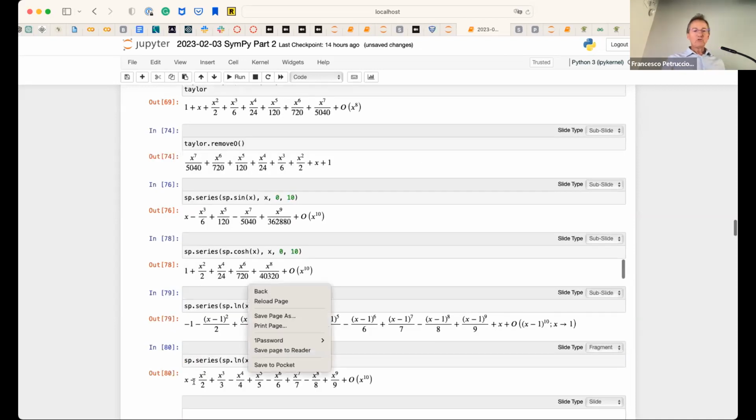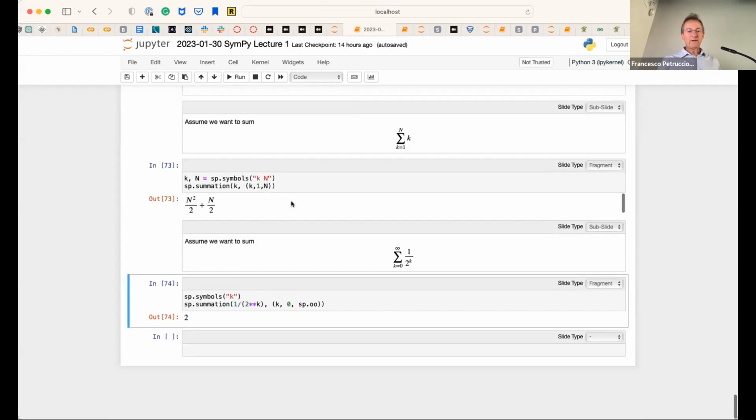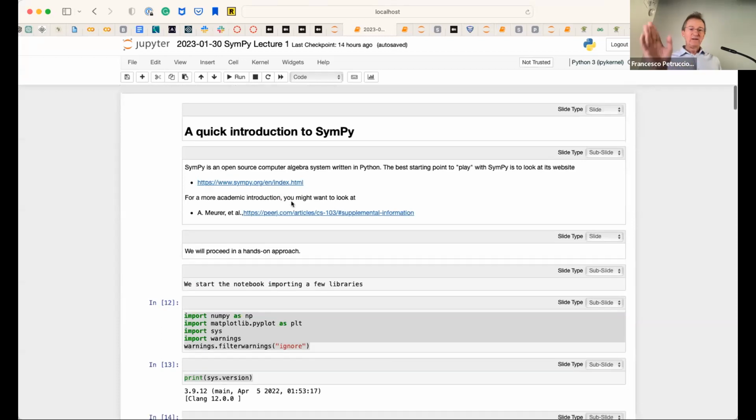So that's what we will do in the afternoon. We'll do a little bit more advanced applications, so that you see that you can easily cover all the linear algebra and calculus curriculum. So if you forgot something, it's very easy to reconstruct with SymPy.